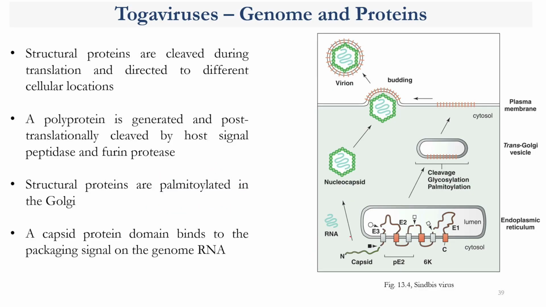You have your capsid protein, some domains sticking inside the lumen of the ER, and as the protein is processed, it transfers through the Golgi, where it gets cleaved, it gets glycosylated, and you add the palmitic acid moiety to that, okay? Now, this is your trans-Golgi vesicle. It's going to go to the membrane, fuse, and the nucleocapsid will attach to those proteins, and the virion will bud out, okay?